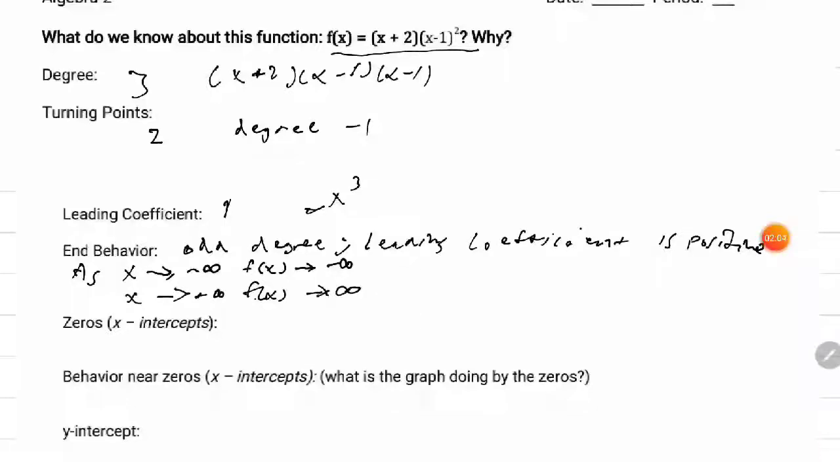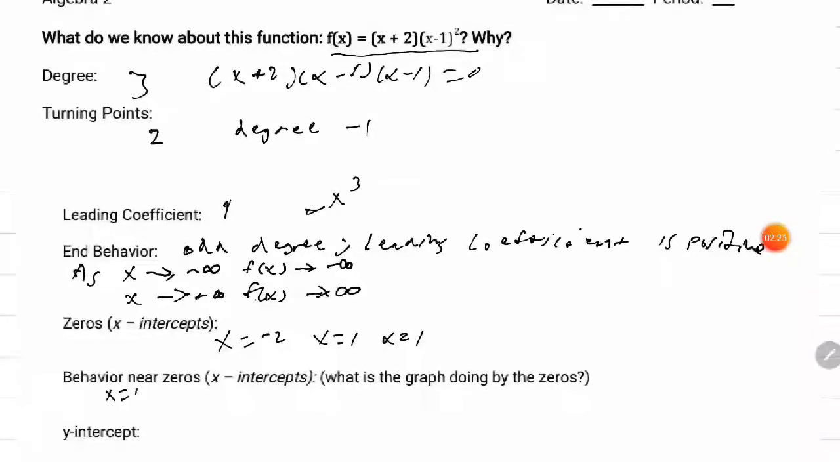And then the zeros. So if we set our function equal to 0, we'll get x equals -2, x equals 1, and x equals 1. So 1 is being done twice. Okay. So behavior near the zeros.